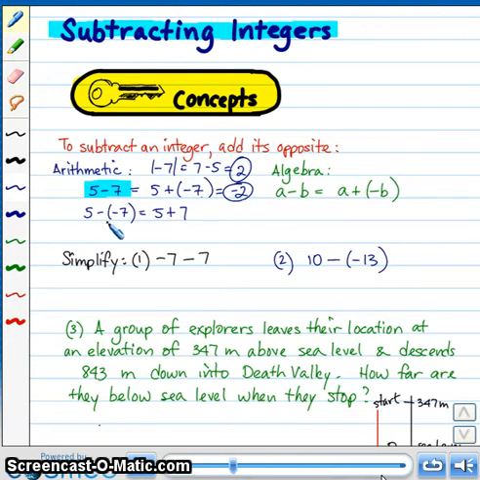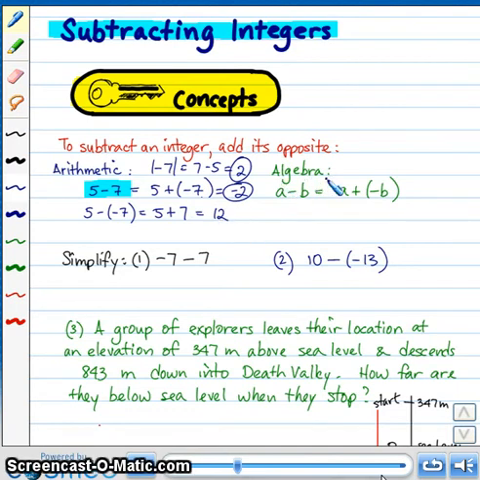If I have 5 minus a negative 7, then I'm going to change the subtraction to addition, and I'm going to take 5 plus and add the opposite of negative 7. And the opposite of negative 7 is 7, so this becomes an addition problem. 5 plus 7 is 12.